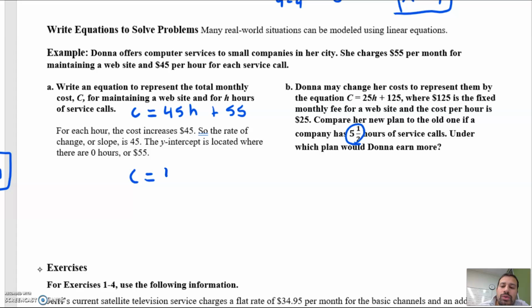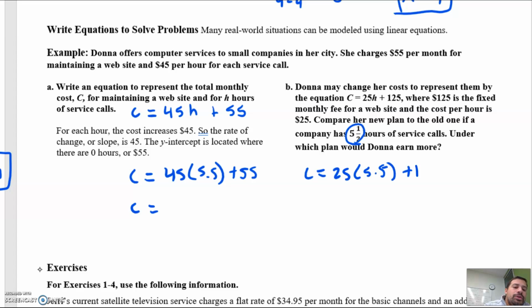C is equal to 45 times 5.5 plus 55. Evaluate that one and see how much she's getting here. And then do the same thing. C is equal to 25 times 5.5 plus 125. Now you can make a comparison. Go ahead and evaluate those. I'm running out of time.